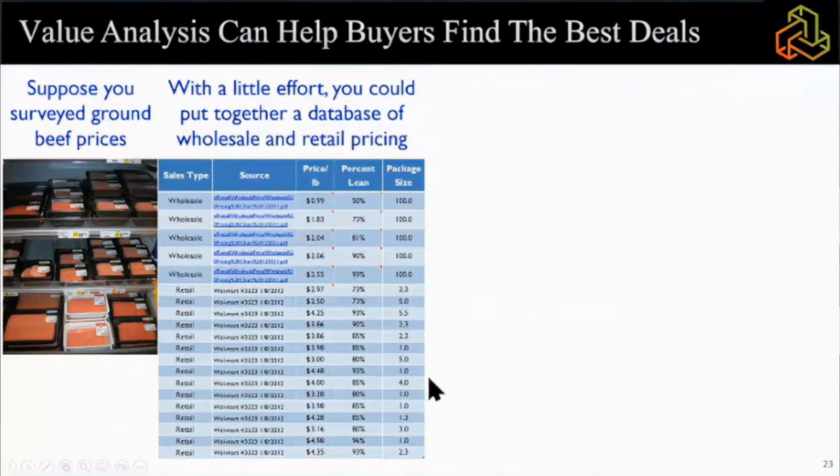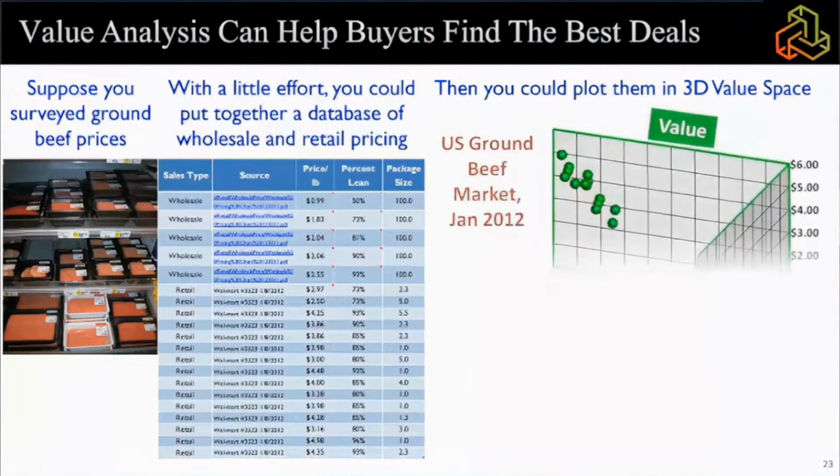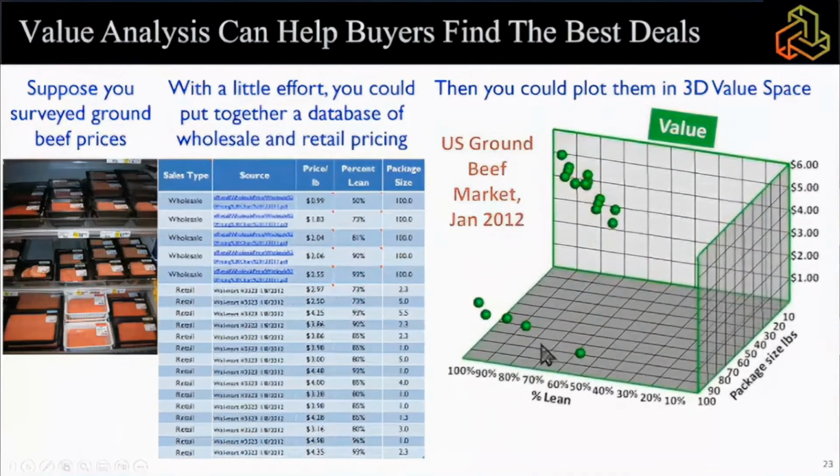Well, what can you do with that, you might ask? Well, let's take a look. Let's do a dot plot in 3D space and look at the market in January 2012. Here's package size on this axis, here's leanness on this axis, and here's price per pound on this axis. These are all the packages that I discovered at my local Walmart that are all 5 pounds or less down here. And these are the 100-pound packages that came from the wholesaler here.